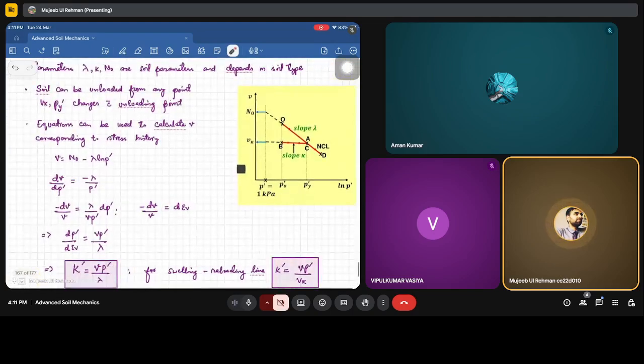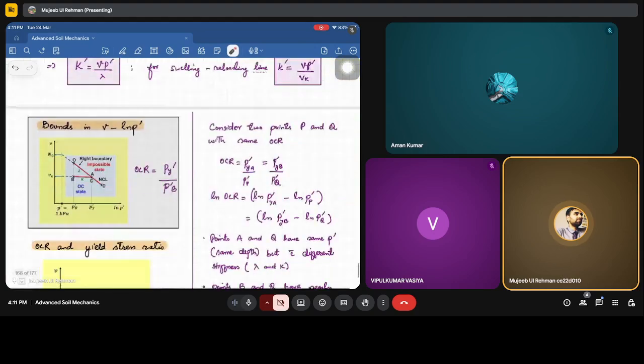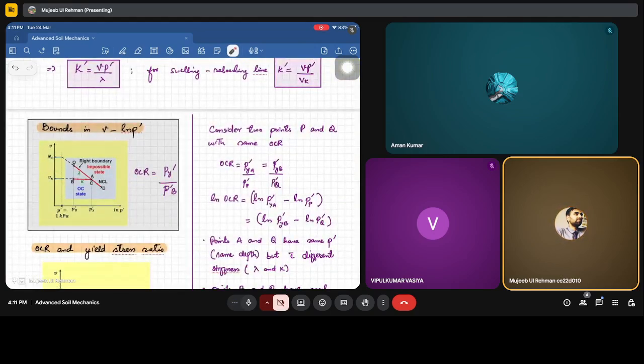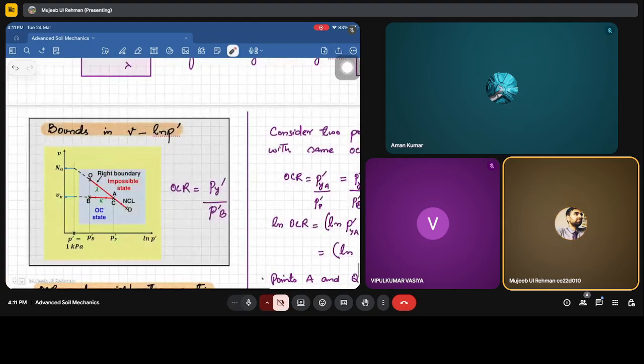Now, as we are talking about the critical state, that critical state is a final or constant state the soil can achieve, beyond which we don't expect any change. That can be defined from these plots also. This NCL is the normally consolidated line. What is normal consolidation? We have two states: the OC state and the NC state. Normally consolidated state means that whatever stress the soil is experiencing, it is experiencing for the first time.